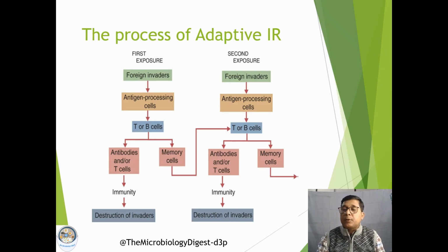First, exposure to the foreign invader, then antigen processing and presentation will be required. Then, depending on the type of invader, either the humoral arm or the cell-mediated arm will be activated, and there will be production of antibodies, cytokines, etc. And finally, there will be destruction of the pathogen.